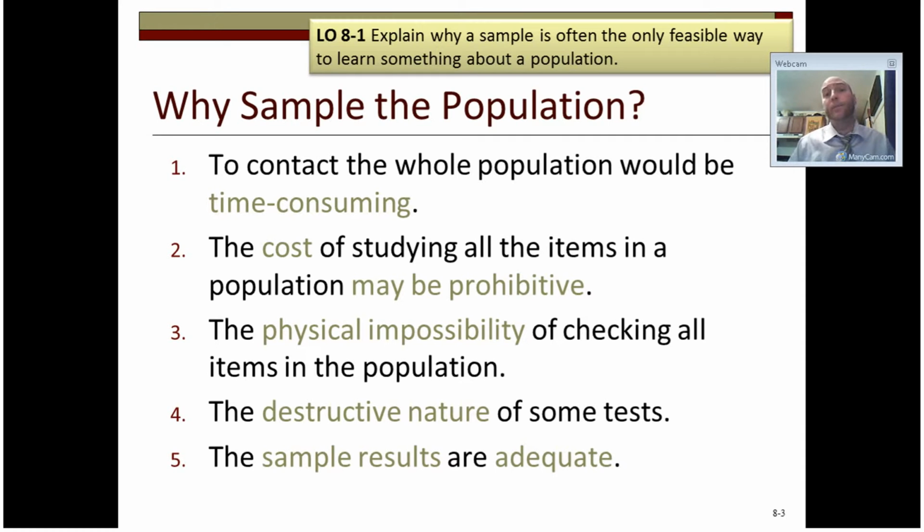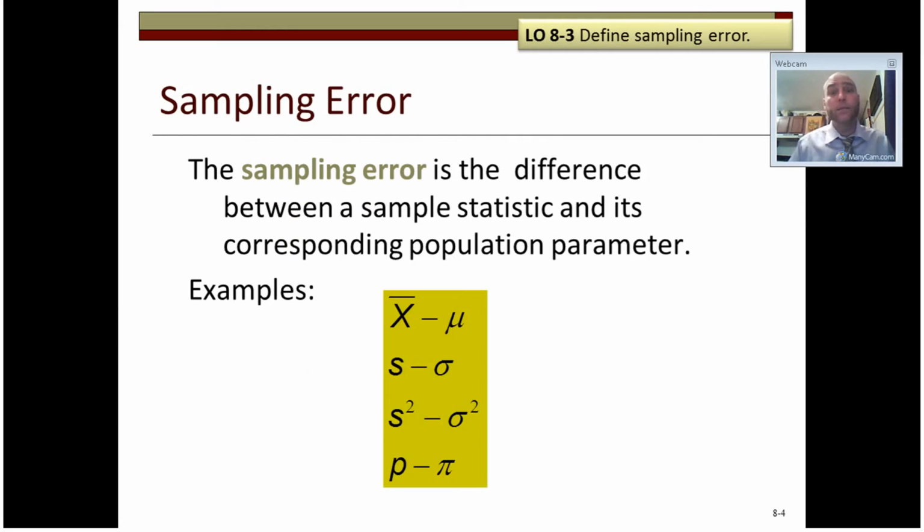Now, the last part's pretty cool. It's that because of the central limit theorem, because statistics themselves are so powerful, we don't even need to study the entire population to be very confident and to know exactly what's happening in the population. Long story short, we don't have to reach the whole population because we can do it with statistics.